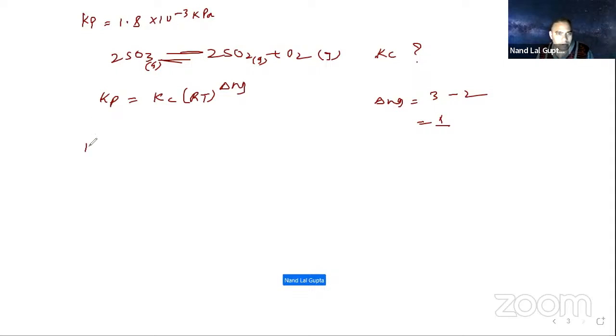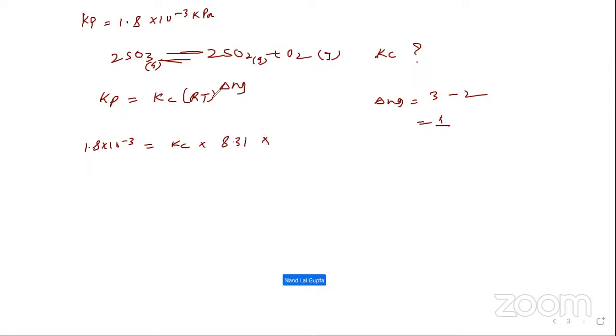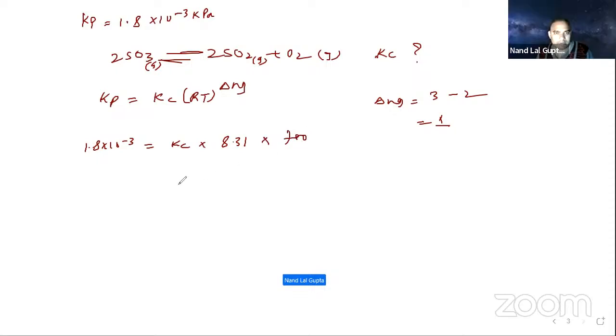The Kp value they have given is 1.8 into 10 power minus 3 kilopascal. Kc they are asking. The R value you should know: R value is 8.31, in kilopascal units. And the temperature they have said already in the question, 700 Kelvin. So if you are calculating Kc, it is 1.8 into 10 power minus 3 divided by 8.31 into 700. Now you solve this one.